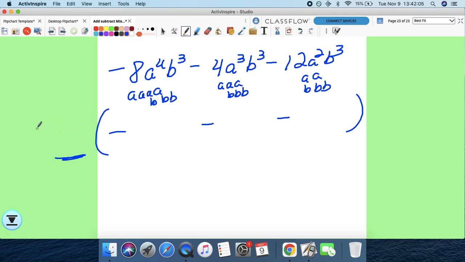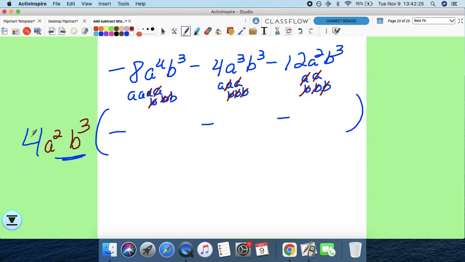Greatest common factor is 4, right? And then how many a's do they have in common? They each have 2 a's. So I can take that out. How many b's do they all have? They all have 3 b's. Good. Makes life much easier.